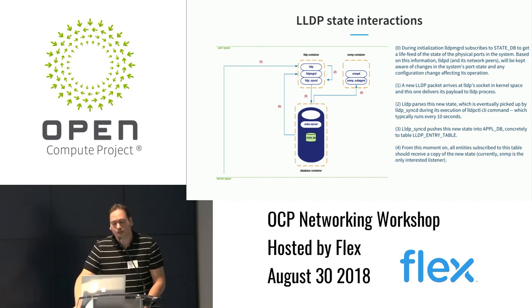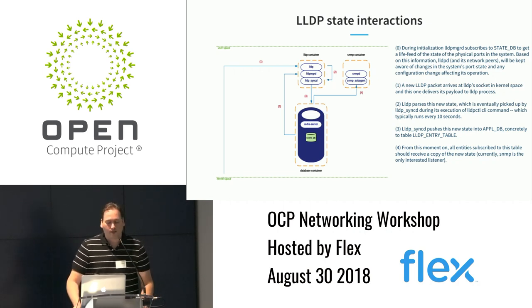So now let's go through the sequence of what happens when the packet arrives, right? Point number one: a packet comes to LDP. We go to the next bullet. LDP parses this new state, which is eventually picked up by LDP SYNC-D. And as part of the execution of a CLI command, which is running within this script, we collect the information that just arrived to LDPD.